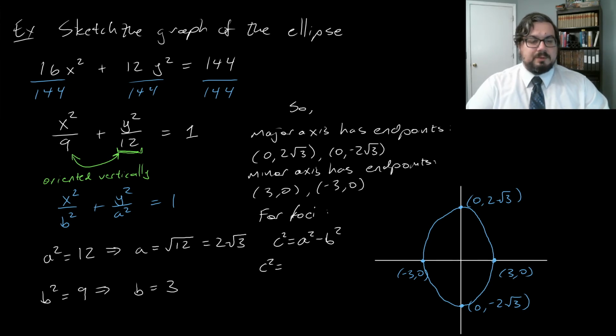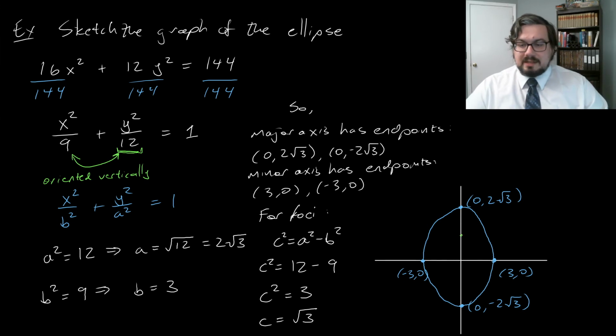Now a squared we can read from the equation. A squared is equal to 12. B squared we can also read from our equation. B squared is equal to 9. So that tells us that c squared is equal to 3. So c is equal to plus or minus the square root of 3. We can always take c to be the positive one. So in fact, this tells us that the foci of this ellipse are at (0, square root of 3) and at (0, negative square root of 3).